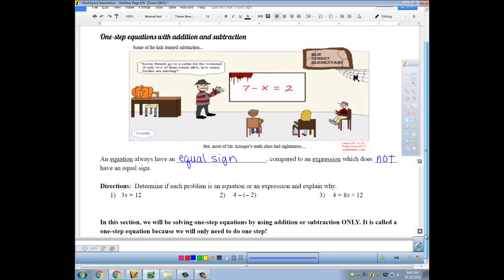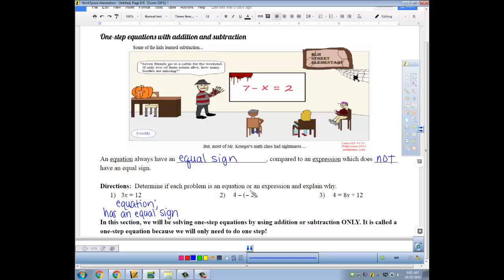You just simplify them. So first, it says determine if each problem is an equation or an expression and explain why. So number one, this would be an equation. And the reason is because it has an equal sign. So in the word equation, we see the word equa. That's how we know that it has an equal sign. It has the start of the word equal.